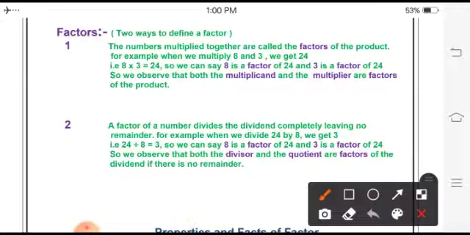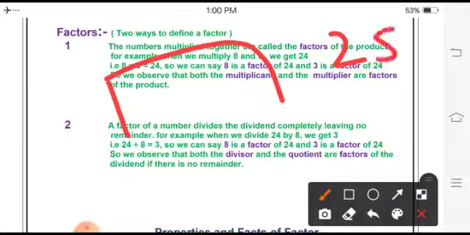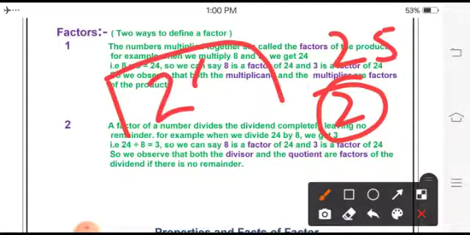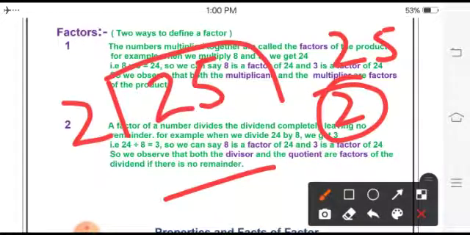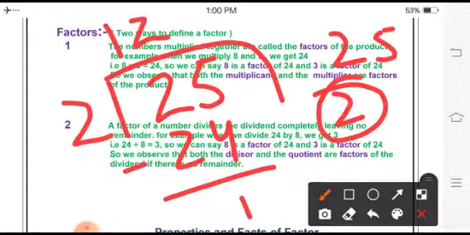So whenever we have to check if a number is a factor or not, we directly divide. If, for example, I want to know whether 2 is a factor of 25, I'll divide 25 by 2. If the remainder is 0, then 2 is its factor. If the remainder is not 0, then 2 is not its factor. Here you can see 2 12s are 24, 2 13s are 26. So the remainder is 1. That means 2 is not a factor of 25.